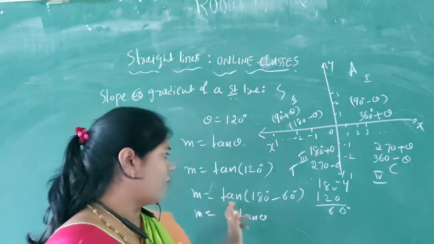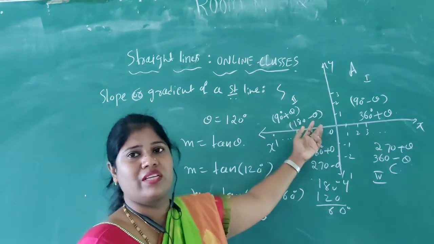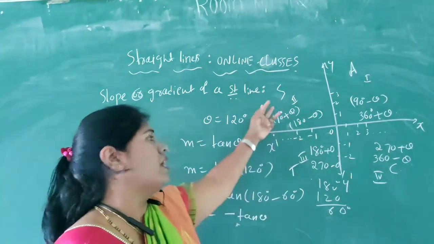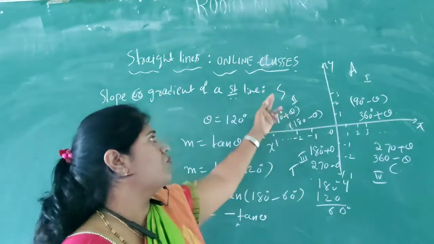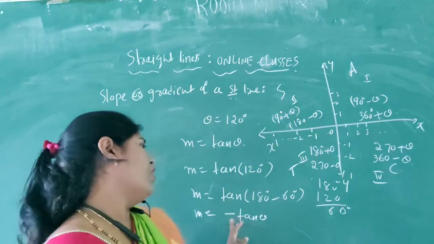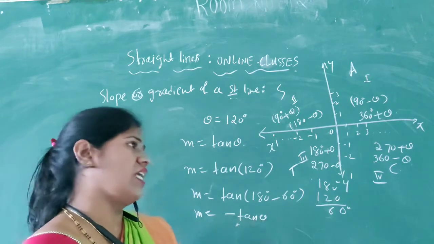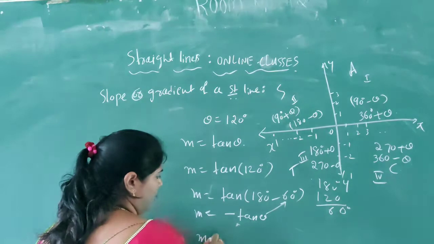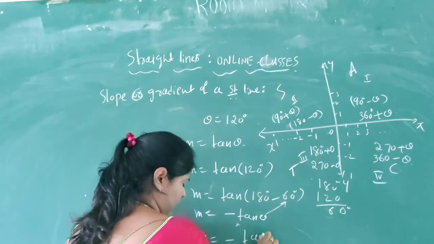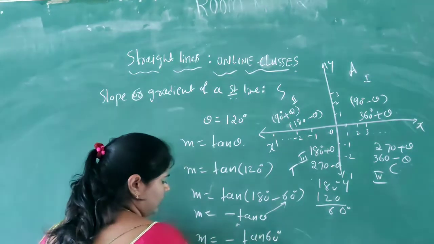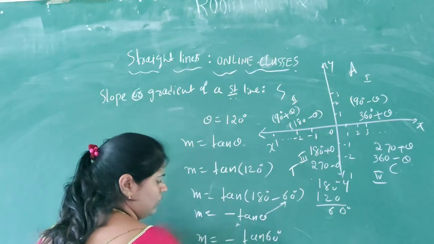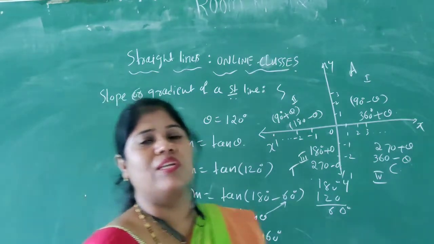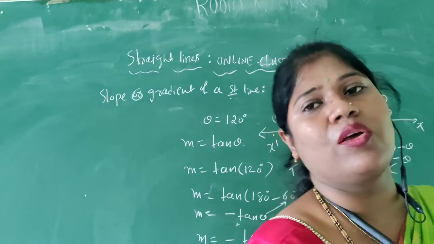Then we have to check in which quadrant 180 degree minus theta lies. It lies in the second quadrant. In the second quadrant, sin theta and its reciprocal are positive. For that we have to write minus tan theta. Theta is what here? Theta is 60 degree. m is equal to minus tan 60 degree, which is equal to minus root 3. Therefore, the value of m is equal to minus root 3.